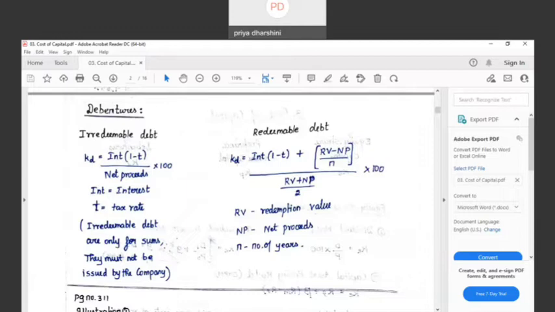Cost of debentures: interest into 1 minus tax divided by net proceeds into 100. If the debentures are redeemable, it is interest into 1 minus tax plus RV minus NP divided by N, the whole divided by RV plus NP by 2 into 100. That's all. Are the formulae understood?